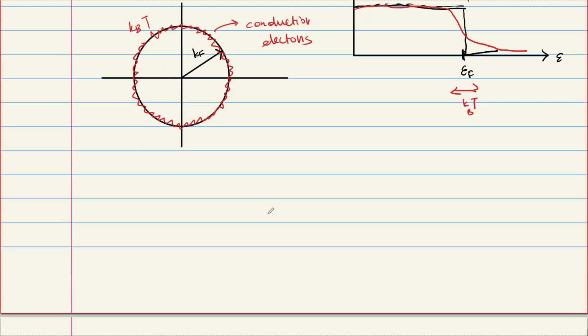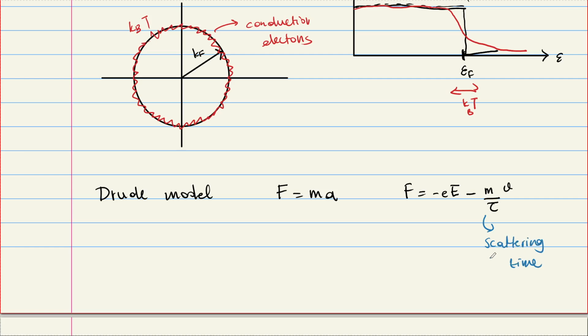Now let's try to describe this with the so-called Drude model. The Drude model takes electrons as classical particles and uses Newton's equation, F is equal to ma, and F in this case is the electric force, minus E times E, and there's also a drag force, mv over tau, and here this tau is the so-called scattering time, which is a phenomenological constant. We don't know what it is, but we can extract it from the experiment.